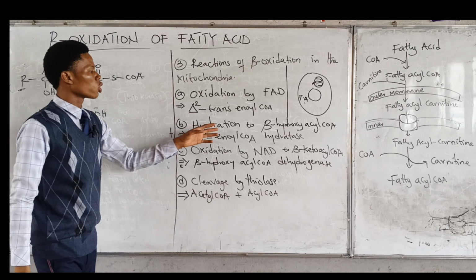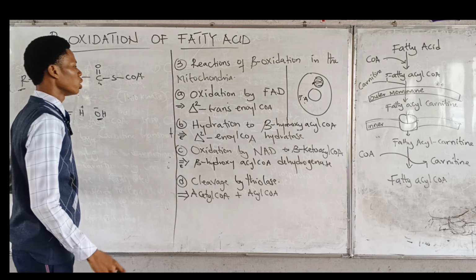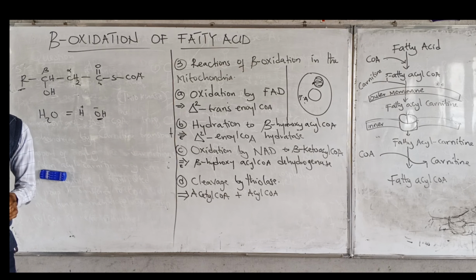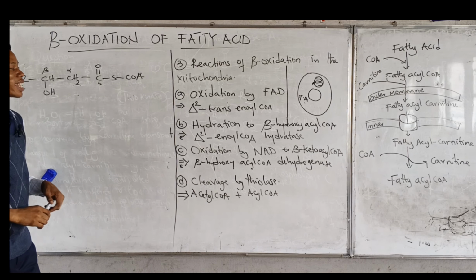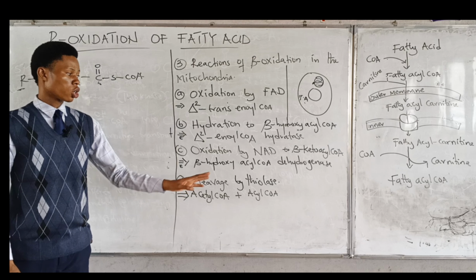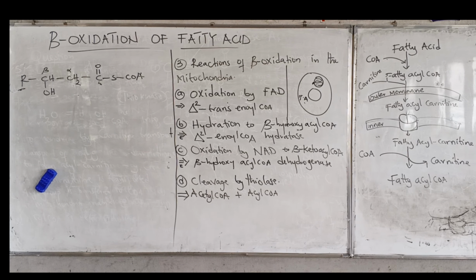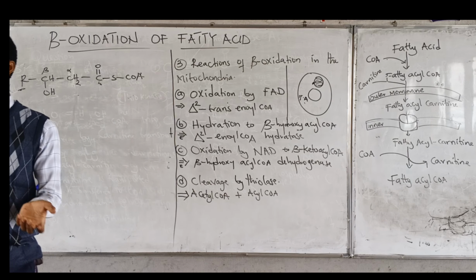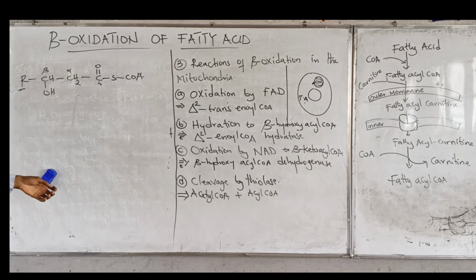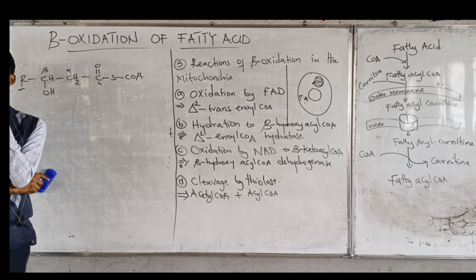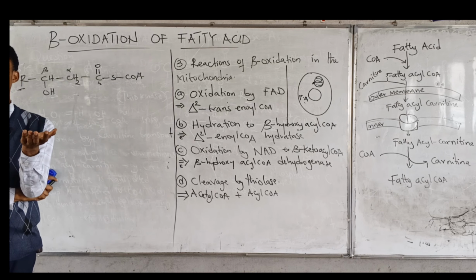Now, after the beta hydroxy acyl-CoA has been formed, the name of the enzyme catalyzing this reaction is hydratase. Hydratase, an enzyme adding water. After this has been formed, the next step is another oxidation. Oxidation by NAD. Now, oxidation, just like we said, is either addition of oxygen or removal of hydrogen. Now, if you notice, if you oxidize alcohol, you have what? If you oxidize secondary alcohol, what do you get?